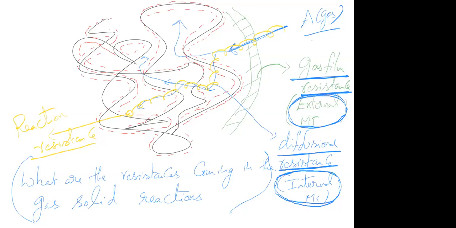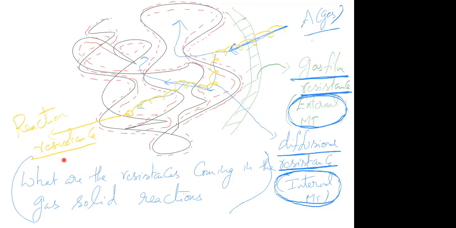So particles have to cross the film and diffuse inside the pores, then they sit on the surface. So these are the resistances which are coming: gas film resistance, diffusional resistance, and reaction resistance.